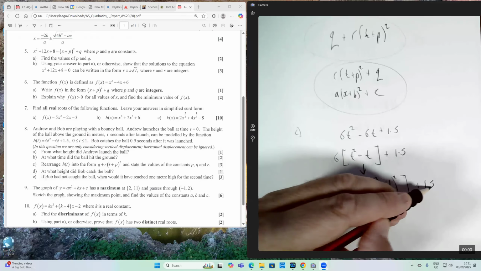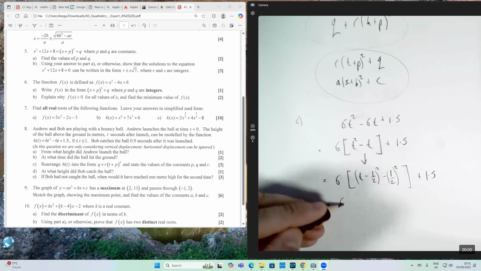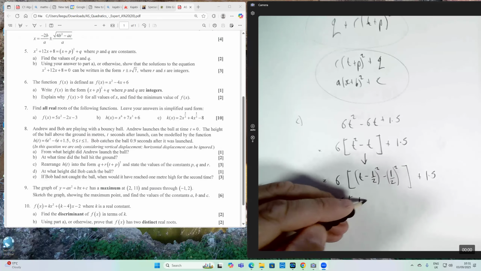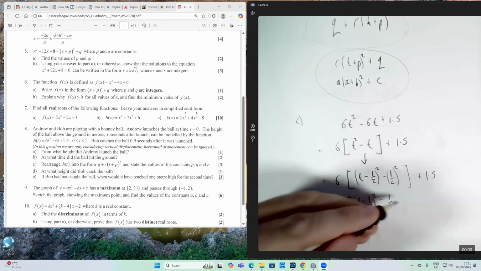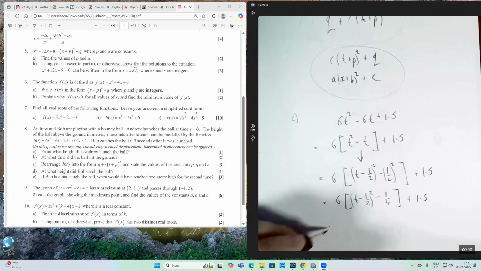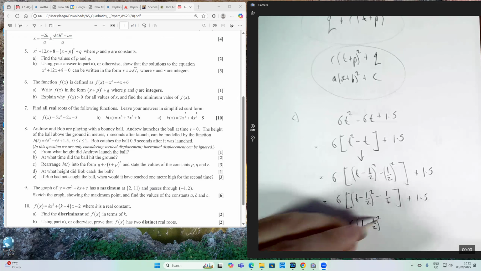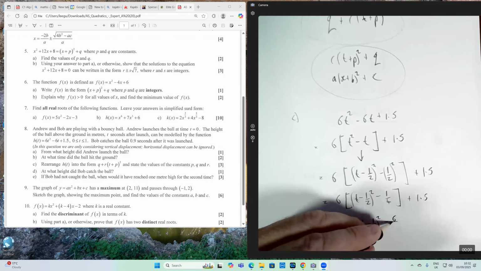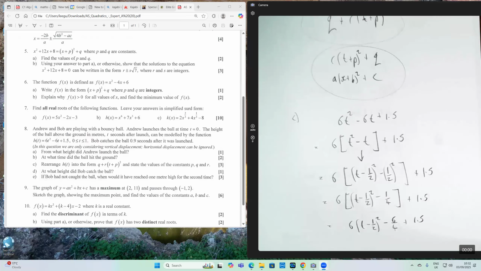plus 1.5. Okay, and then now I'm going to work out what that is. So t minus a half all squared minus a quarter plus 1.5. And then I'm going to now expand my brackets. So 6 times (t minus a half) squared minus 6/4 plus 1.5. And when I combine those two together, let's see what we get.